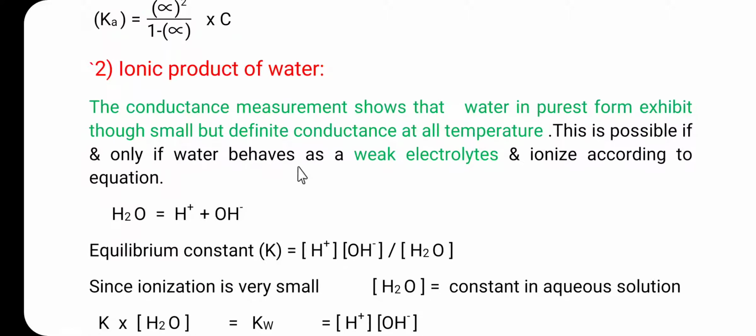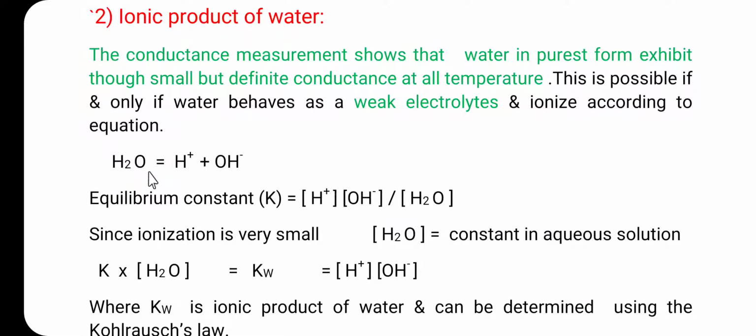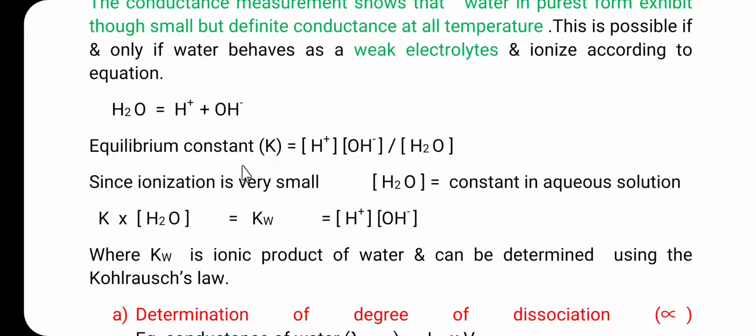So here the conductance measurement shows that water in the purest form exhibits a small but definite conductance at all temperatures. This is possible if and only if water behaves as a weak electrolyte and ionizes according to the equation. So when we consider water, its ionization gives H plus and OH minus ions. Then applying the law of mass action, we can write the expression for the equilibrium constant K, that is, the concentration of H plus ion times the concentration of OH minus ion divided by the concentration of water.